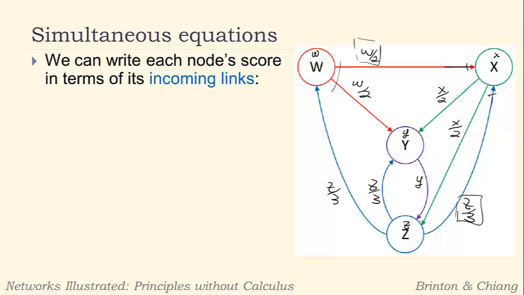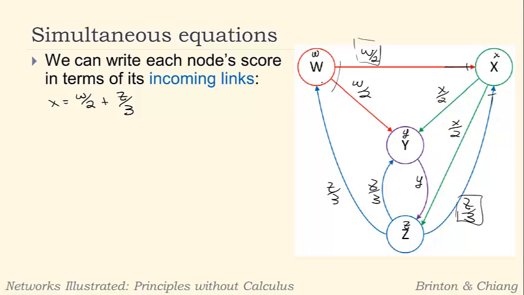So for X, we can get that X equals W over 2 plus Z over 3, right? Because if you start at W, the only way you can get to X is by either being on W or Z, if we're neglecting the idea of surfing randomly right now. And if you're on W, there's a W over 2 chance that you're going to come to X because it splits half and half. And if you're on Z, there's a Z over 3 chance you're going to come to X because it splits into thirds.